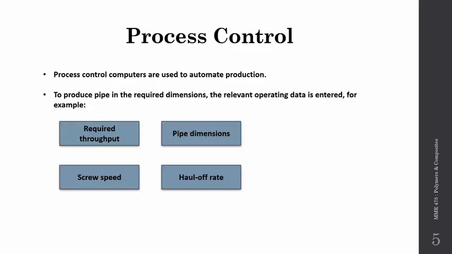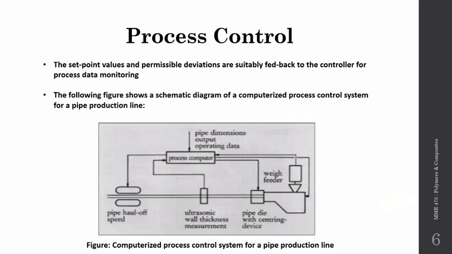Process control computers are used to automate production. The following operating data are entered: required throughput, pipe dimensions, screw speed, and rate. The set point values and permissible deviations are suitably fed back to the controller for process data monitoring. The following figure shows a schematic diagram of the computerized process control system.